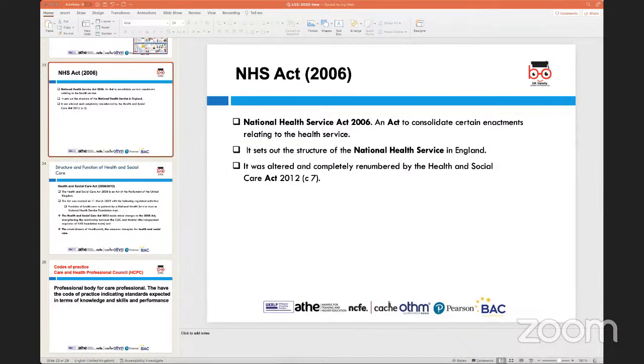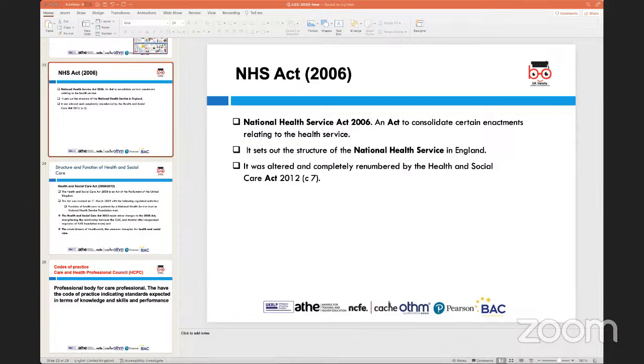It also introduced the quality principles. It also led to the creation of the CQC, the Care Quality Commission, and the establishment of local health boards, which I mentioned earlier, which are responsible for planning, in conjunction with the clinical commissioning groups, the CCGs, how services are delivered to local populations through the NHS and NHS organizations in a particular area.